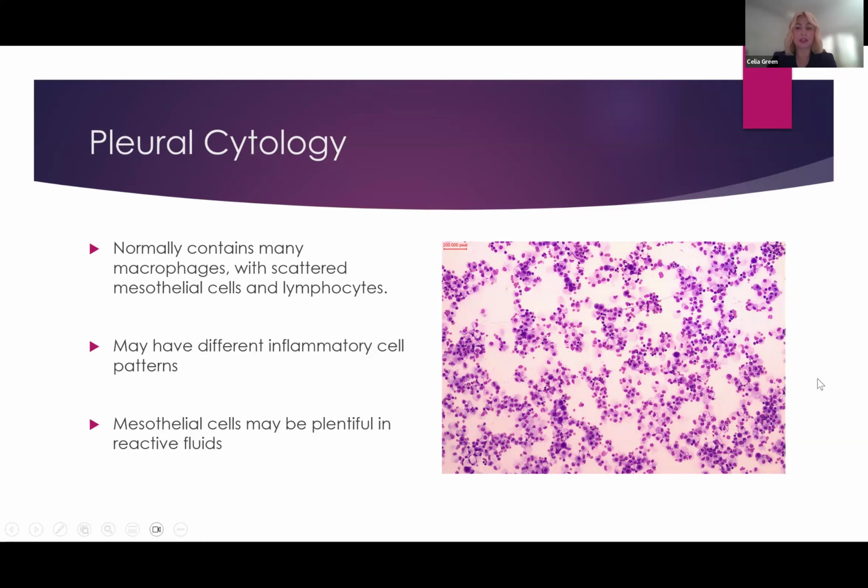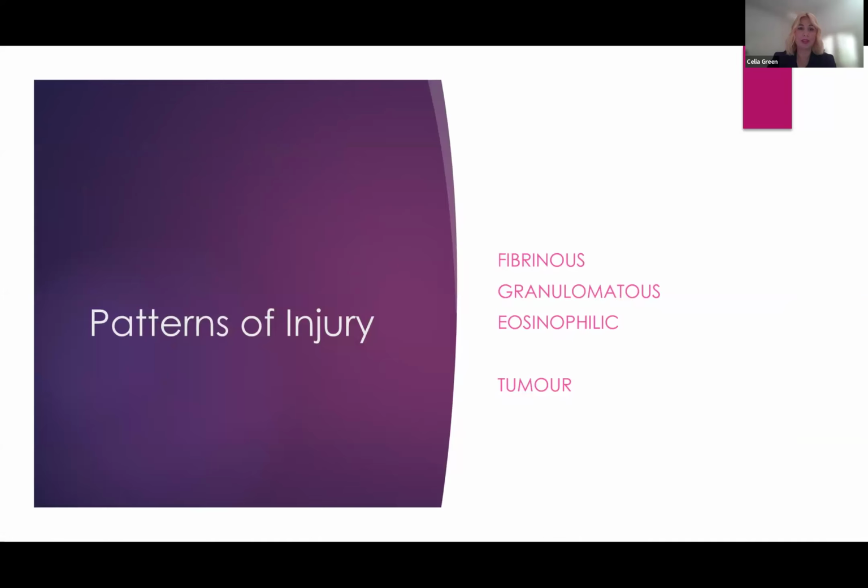And cytology in the normal setting, it's quite cellular. It's an exfoliative fluid from a source, and so you'll often get many macrophages, a few little mesothelial cells or clusters of mesothelial cells, and a few lymphocytes. Different inflammatory cell patterns can happen. You can, even in the normal setting, get a couple of neutrophils and rarely eosinophils. And if there's a reactive process going on, whether in connective tissue, infection, etc., mesothelial cells can actually be quite plentiful in normal reactive fluids.